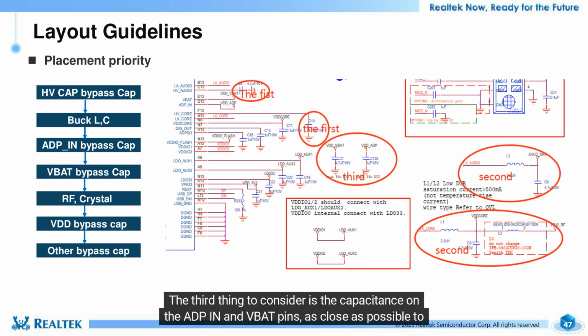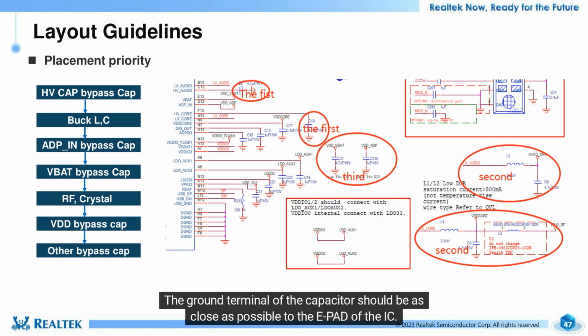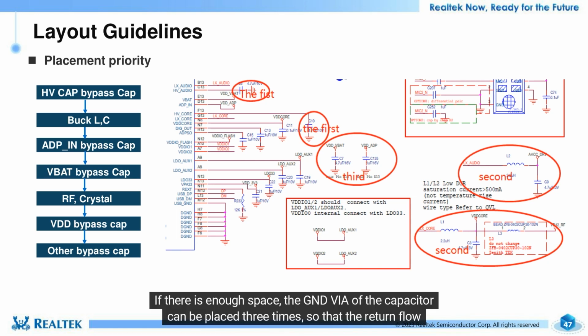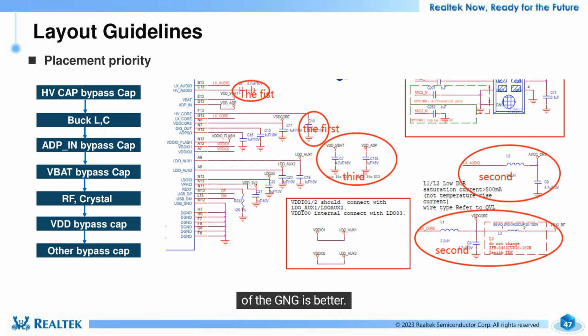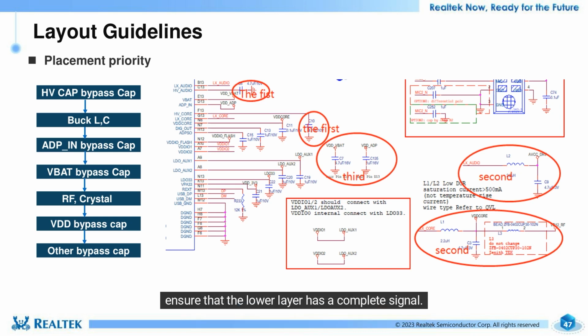The third thing to consider is the capacitance on the ADPIN and VBAT pins, as close as possible to the IC pin. The ground terminal of the capacitor should be as close as possible to the E-pad of the IC. If there is enough space, the GND via of the capacitor can be placed 3 times, so that the return flow of the GND is better. Then there are components such as RF devices and crystals, which need to be as close as possible to the IC, and ensure that the lower layer has a complete signal.